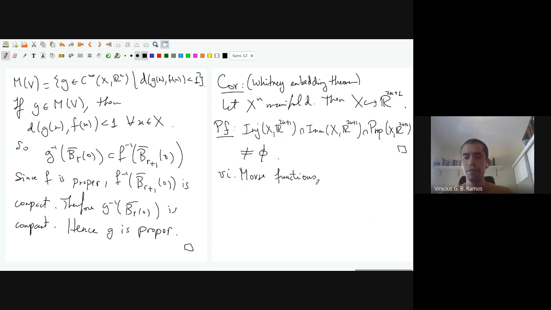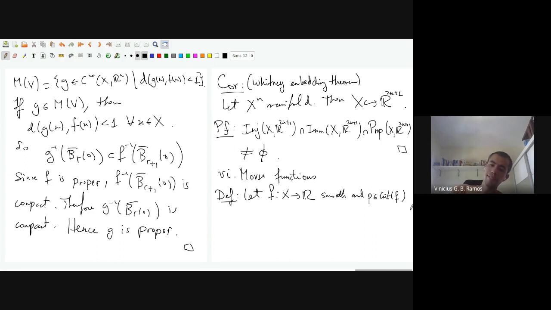Okay, so let me define what a Morse function is. Let f be a smooth function, and let p be a critical point. Remember, a critical point is a point where the derivative doesn't have maximum rank. But because the maximum rank is 1, this just means that the derivative at p is 0.